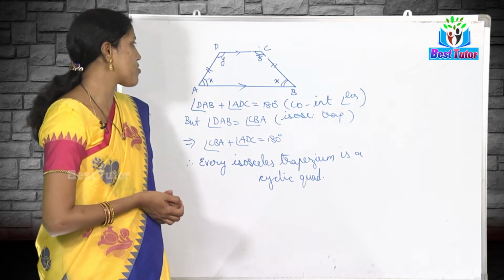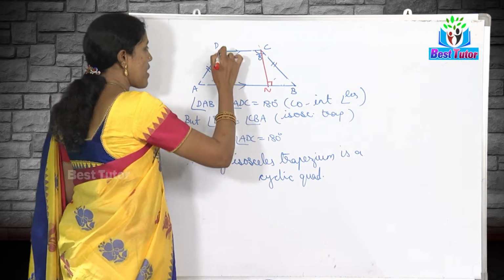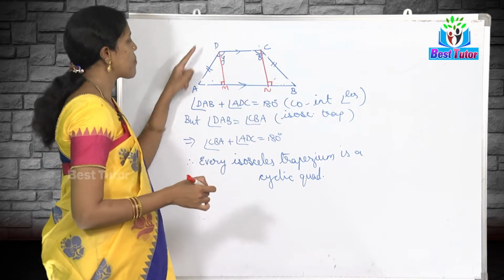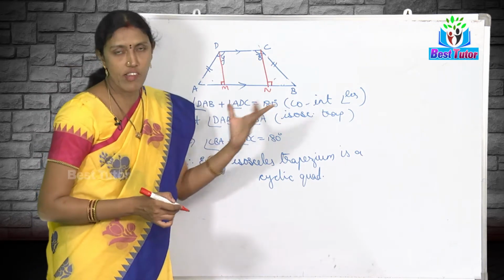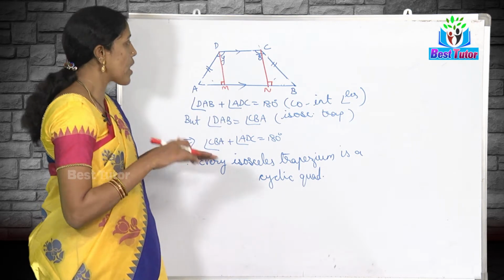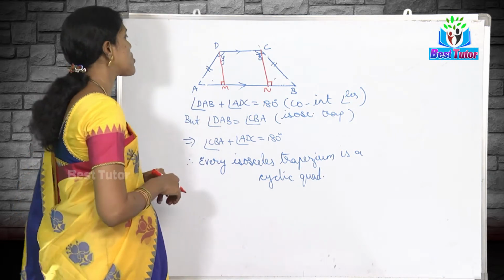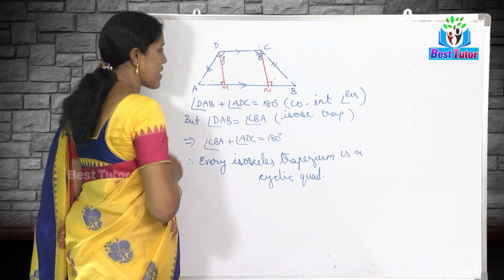How is it going to be possible? Every isosceles trapezium has the base angles equal. I considered two perpendiculars from D and C onto the base AB. DM is perpendicular to AB, CN is perpendicular to AB. Now I have to prove that the base angles of an isosceles trapezium are equal. The proof is going to be very simple here. These two angles are 90 degrees.